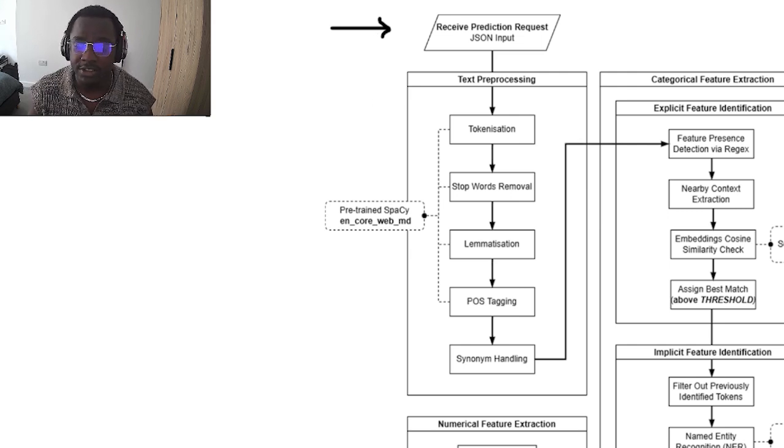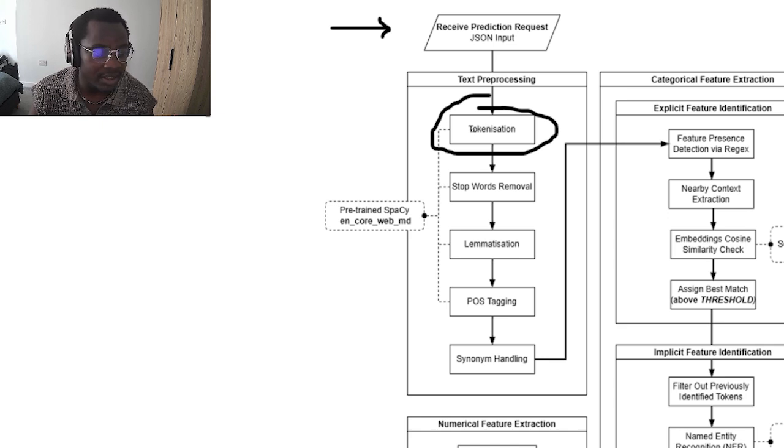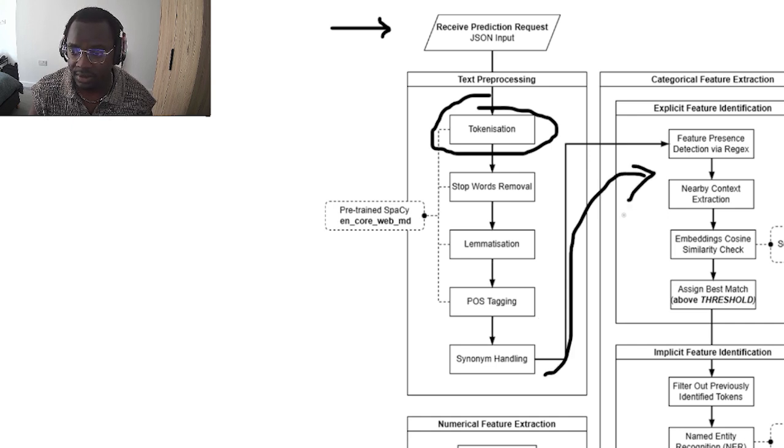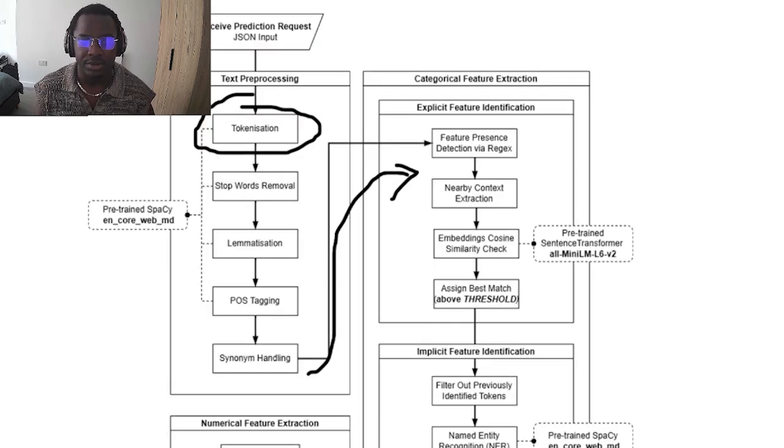ECO then pre-processes this text, breaking it down into manageable units through a process called tokenization. Further pre-processing is done, such as stop word removal, lemmatization, and POS tagging, to remove unnecessary words and normalize the remaining text for further processing, ensuring consistency. The next step is feature extraction, where ECO identifies key elements within the text. This begins with categorical feature extraction.